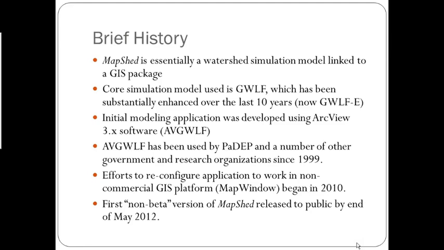In around 2010, we decided that it might be useful to build this application using some non-commercial software, and we looked at reconfiguring this application using something called MapWindow, which is a programmable freeware. The first non-beta version of MapShed was released to the public by the end of May 2012.